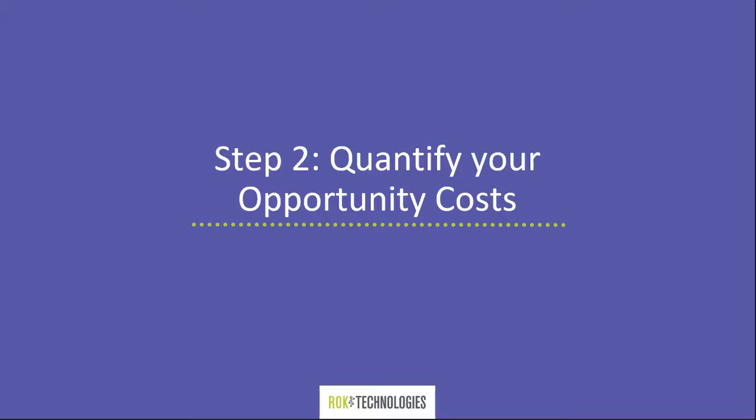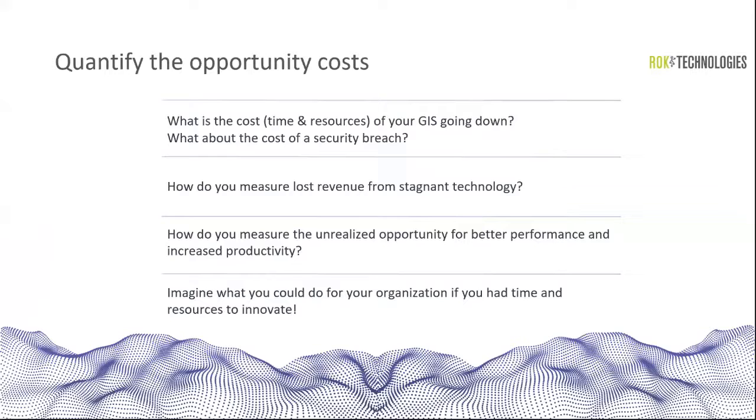Now that we've got step one, it's time to evaluate your opportunity costs. So what do we mean by opportunity costs? This one is a little bit trickier because this isn't something everybody considers. But at the same time, it's potentially the most important cost facing your organization. So the first point here is, what is the cost, time, and resource of your GIS going down, or a security breach?